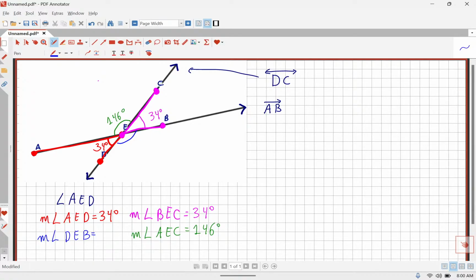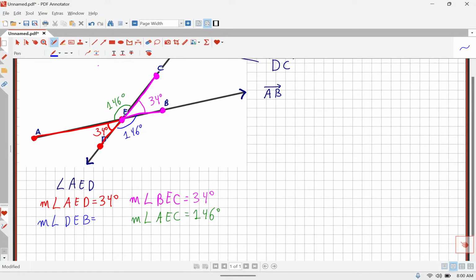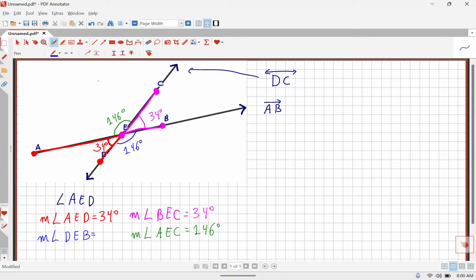Okay, can I get you guys back up here in 5, 4, 3, 2, 1? Kyson, what do you think the measure of that angle is? Of this blue one right here, DEB. It is also 146 degrees because vertical angles are always congruent. These two have to match. Also, these two have to add up to 180. These two have to add up to 180. That's how it goes. You can kind of circle around.